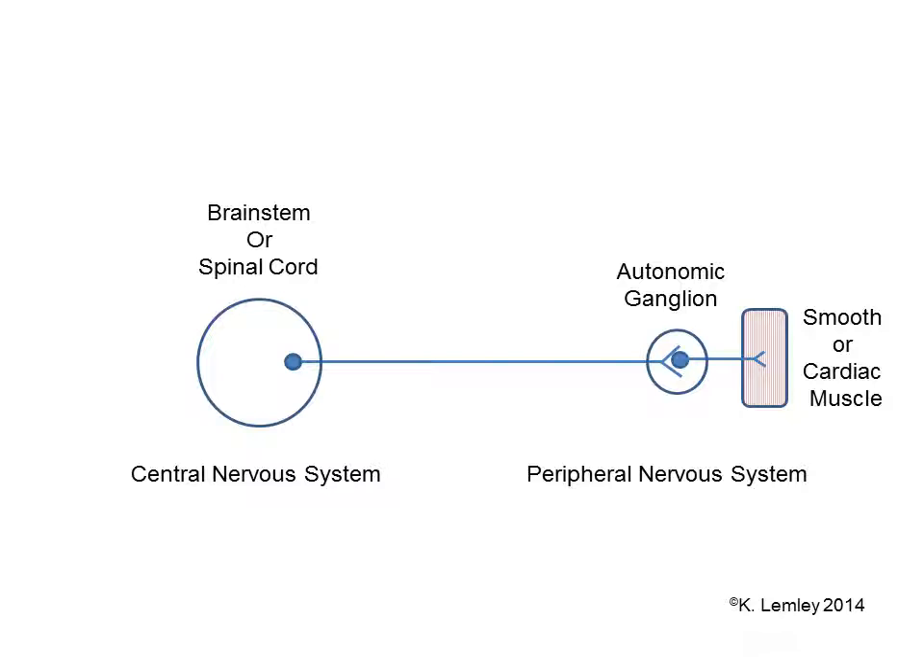Here is a schematic then of our preganglionic and postganglionic neurons. Our preganglionic neuron has its cell body in the central nervous system, somewhere in the brainstem or spinal cord. The postganglionic neuron has its cell body in an autonomic ganglion in the peripheral nervous system, and then it is going to synapse and innervate directly the smooth or cardiac muscle.